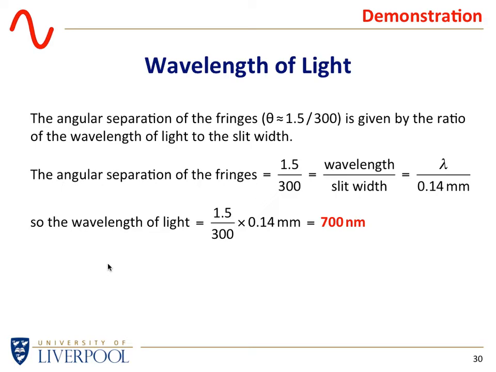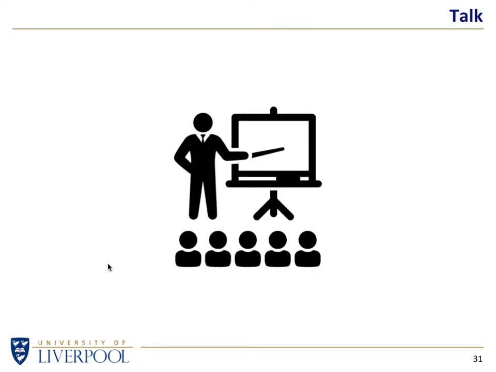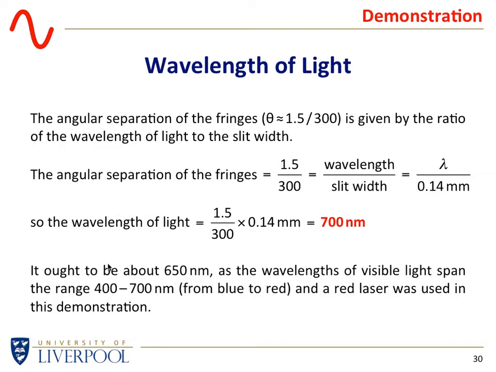That's just like the speed of light a moment ago, slightly wrong, because this laser is not at the extreme end of the visible spectrum, which runs from 400 to 700. We would expect this laser to have a wavelength of approximately 650 nanometers. Let's get that annoying arrow out of the way.